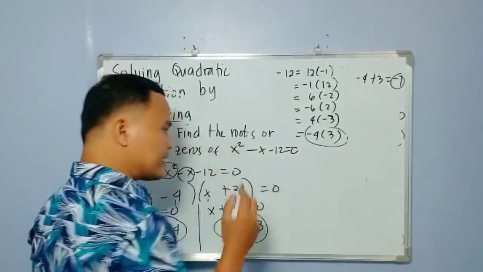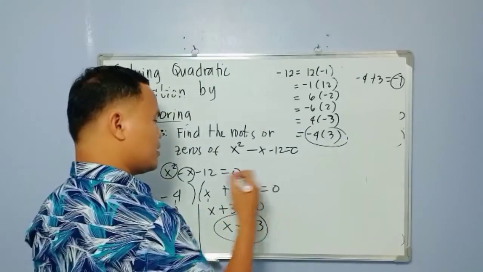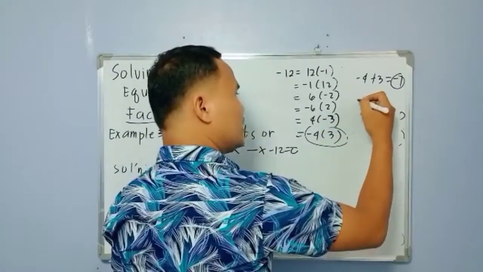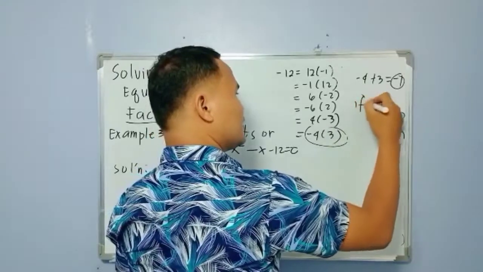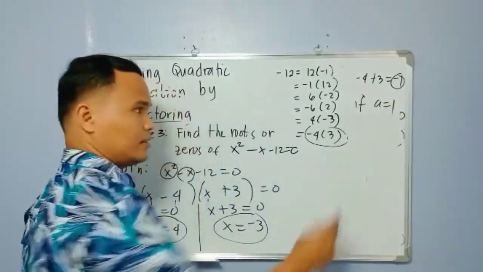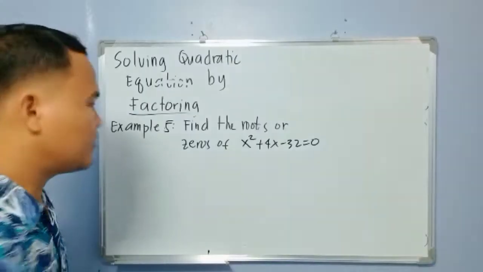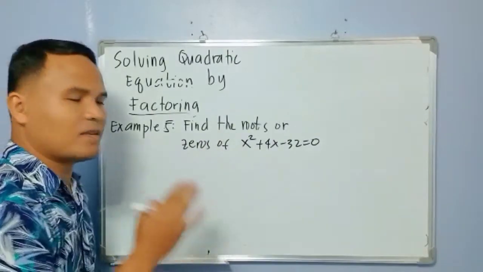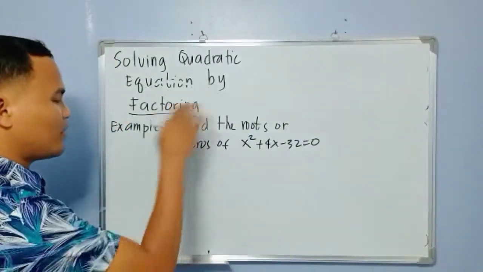Now, there is a condition. The condition here is if a is equal to 1. That is our condition. Example number 5, find the roots or zeros of x squared plus 4x minus 32 equals 0 by factoring.